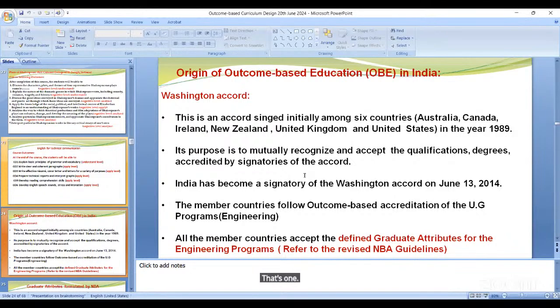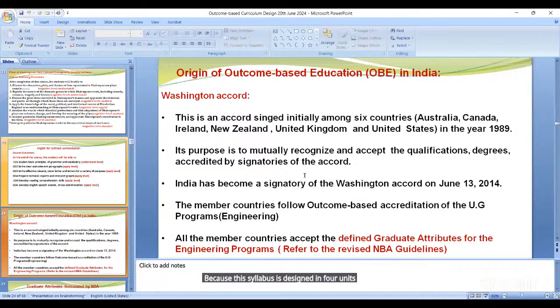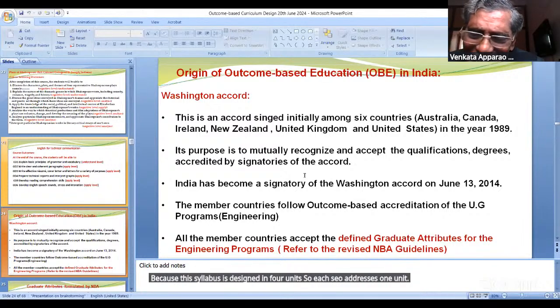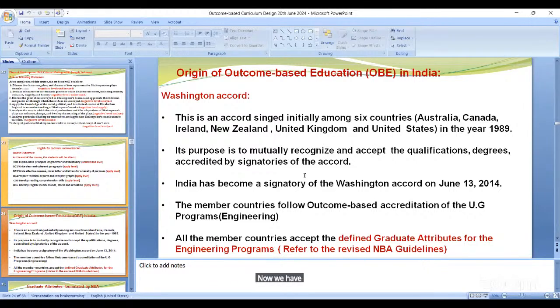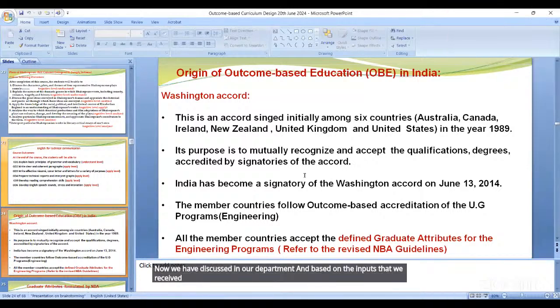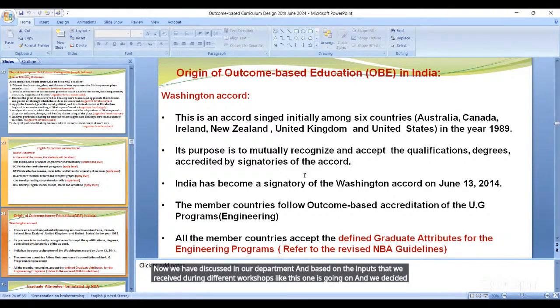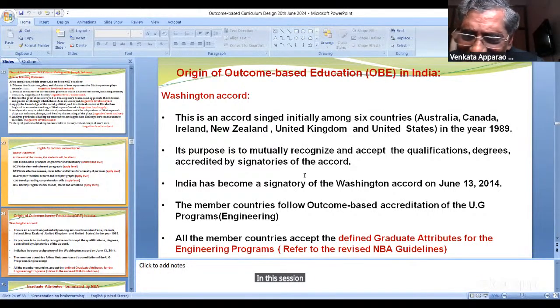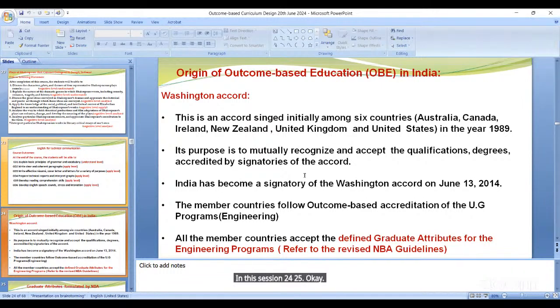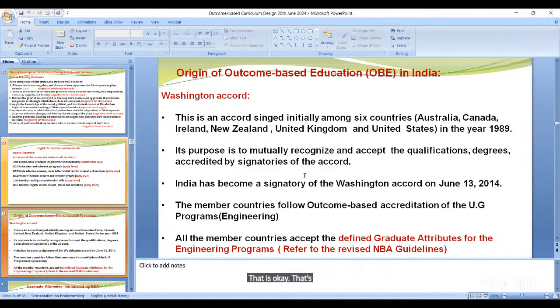Number 2, these COs are based on units, because the syllabus is designed in 4 units. So each CO addresses 1 unit. Now we have discussed in our department, and based on the inputs that we received during different workshops like this one, we decided that we will redesign the COs this year, in this session 24-25. Excellent. But the syllabus will remain the same because it is university prescribed and we are an affiliated college. That's okay.